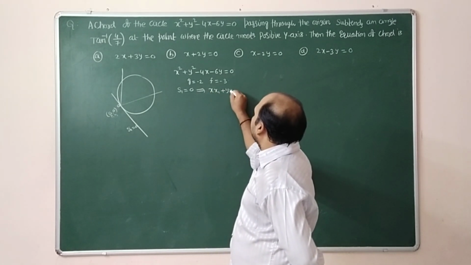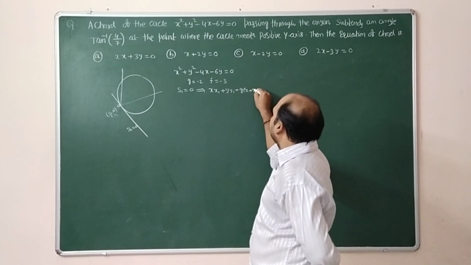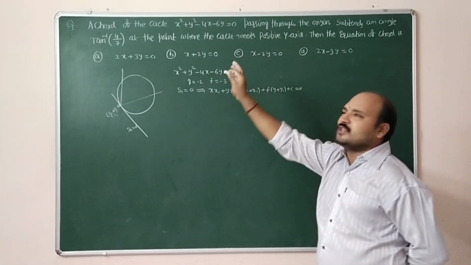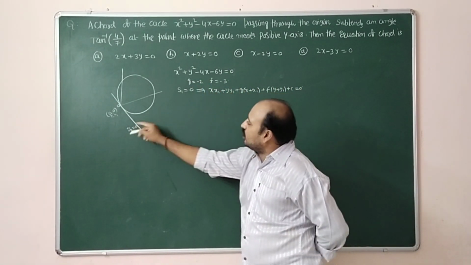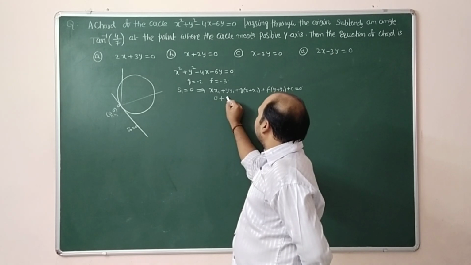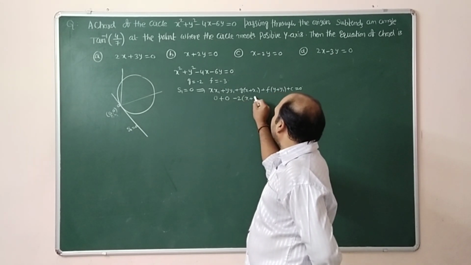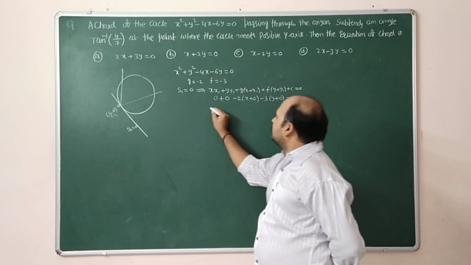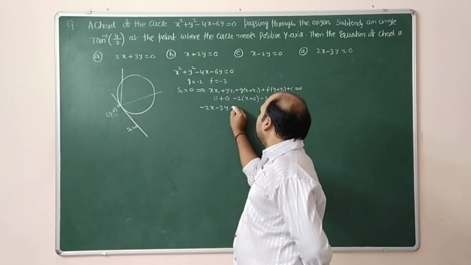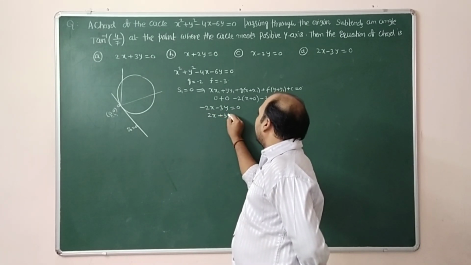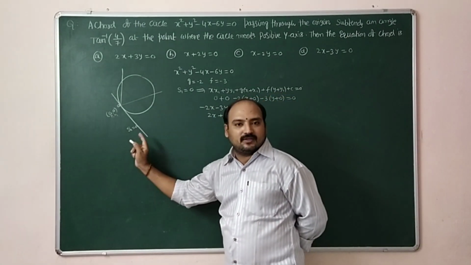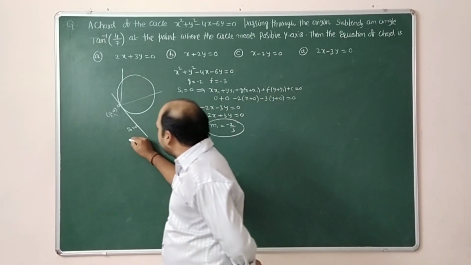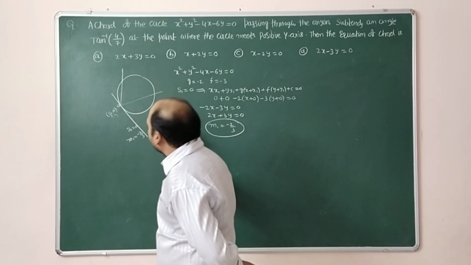xx1 plus yy1 plus g into x plus x1 plus f into y plus y1 plus c equal to 0. Anyway, the c value is 0, and the x1 y1 value is also 0 comma 0. So this value is 0, this value is 0. The g value is minus 2 into x plus 0, the f value is minus 3 into y plus 0, equal to 0. So ultimately minus 2x minus 3y equal to 0, that is 2x plus 3y equal to 0. This is the tangent equation, whose slope m1 is equal to minus 2 by 3. I am assuming that the slope of this tangent, m1, is equal to minus 2 by 3.